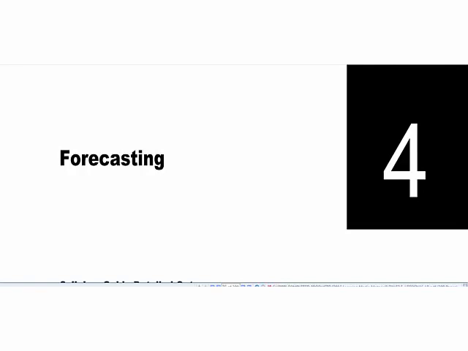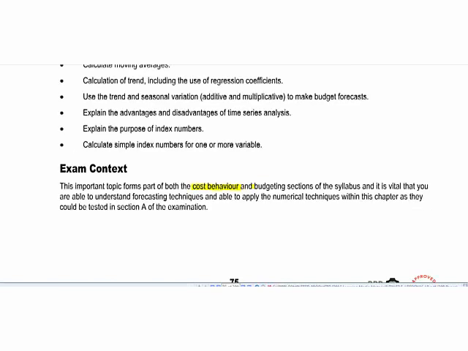What we're going to look at in this chapter is a variety of different techniques that a business can use to forecast the numbers that they will need for inclusion within their budget. Forecasting will focus on the cost behaviour and budgeting sections of the syllabus, and it's likely that you will see questions on forecasting tested in section A of the exam. There's a number of techniques that we're going to look at in this chapter, and if we flip over onto the summary page, we'll briefly discuss each of those techniques.